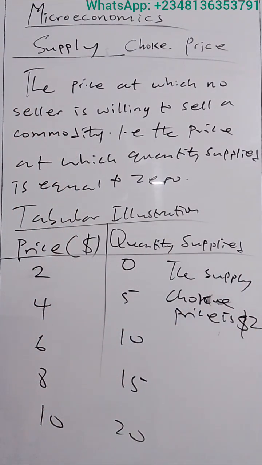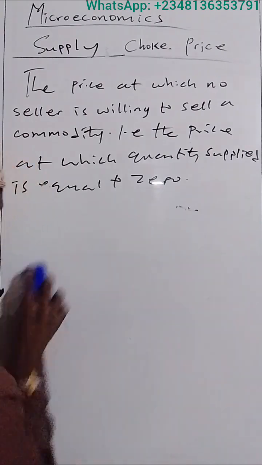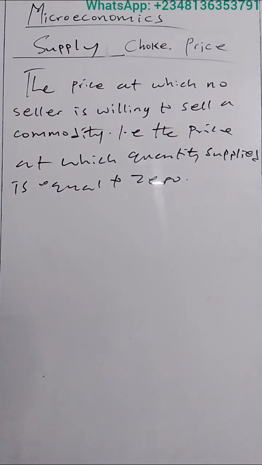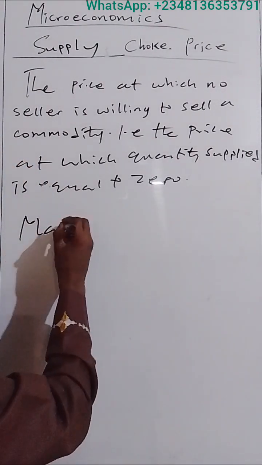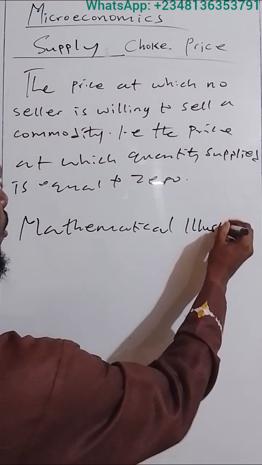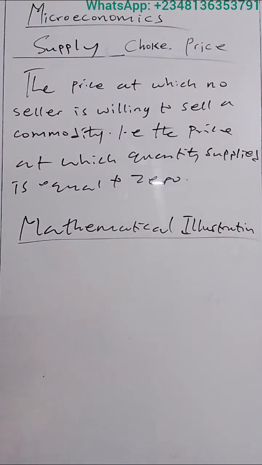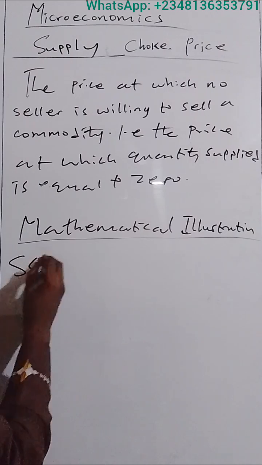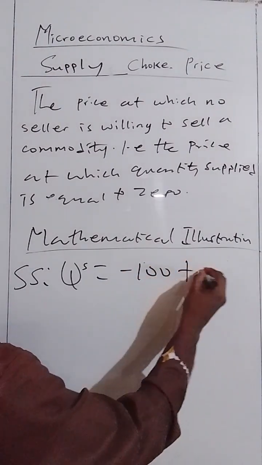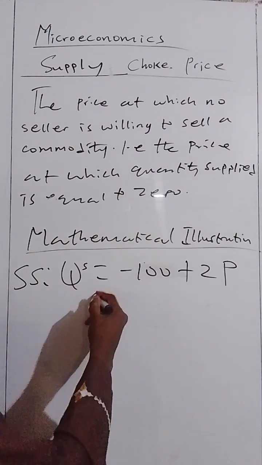So let's also take a look at a mathematical illustration of this. Let's say we are given a supply function, QS equals minus 100 plus 2p, and we are asked to determine the supply choke price. So here is the solution.